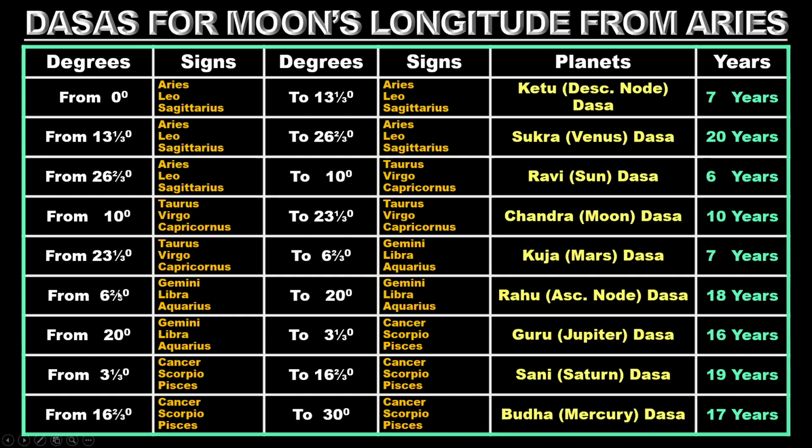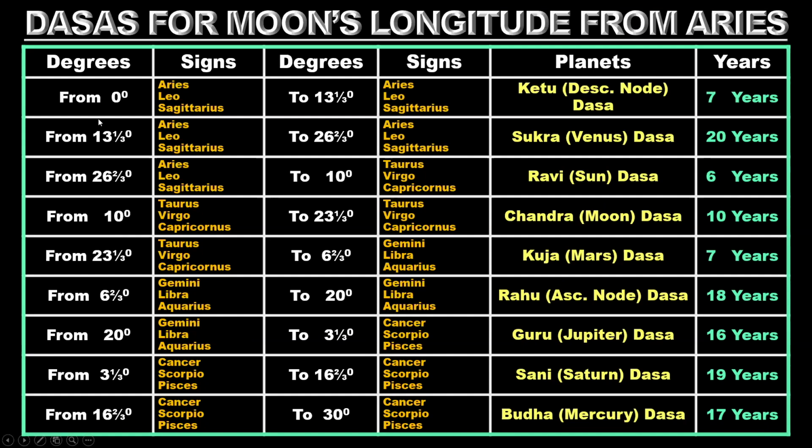Again you get from 13 and 1/3 degrees Aries to 26 and 2/3, it is Shukra Dasha. So 26 2/3 to 10 degrees of Taurus, it is Ravi Dasha. Like that it can go. This table can be used by both practitioners, tropical as well as sidereal. There is no need for searching for the nakshatra and then again converting to Dasha. This table will be useful.